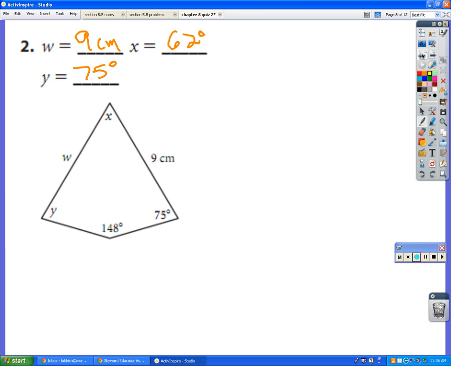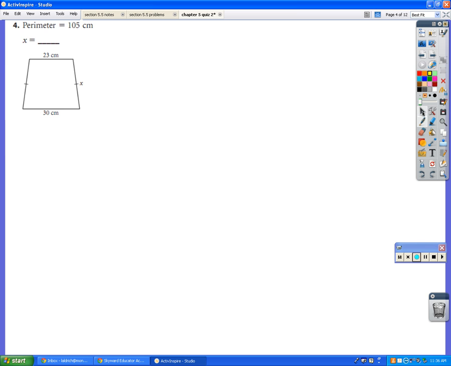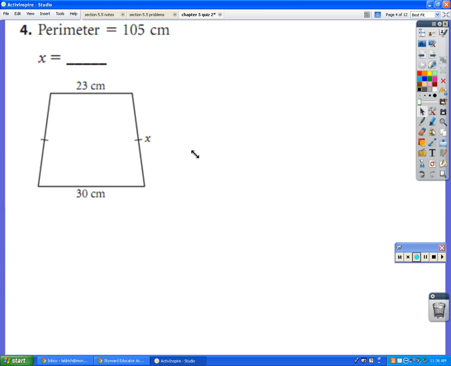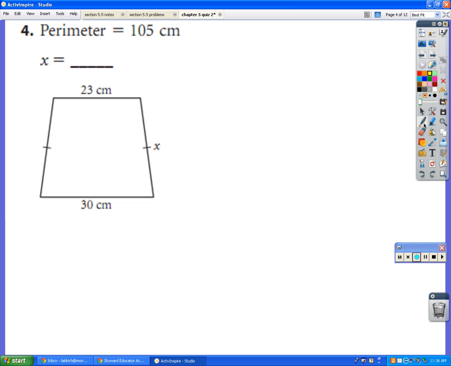All right, let's go back to number 4 on the first form. So now we have an isosceles trapezoid. So if this right here is x, what's this over here? X. So give me an expression for the perimeter of this isosceles trapezoid. Yes? 105 equals 2x plus 53. Does that make sense? Yeah.